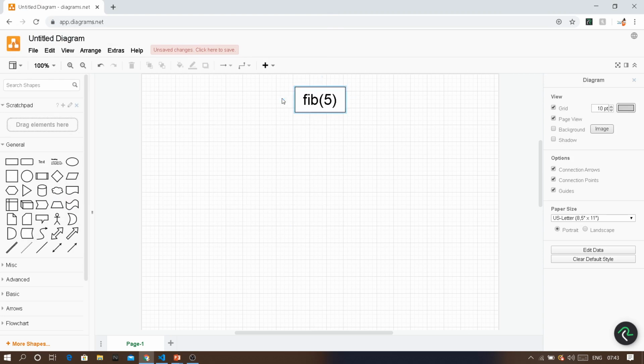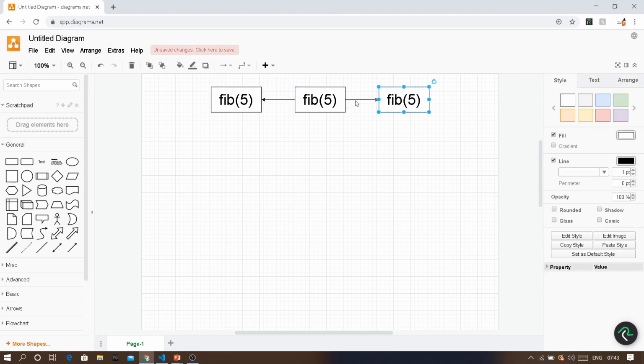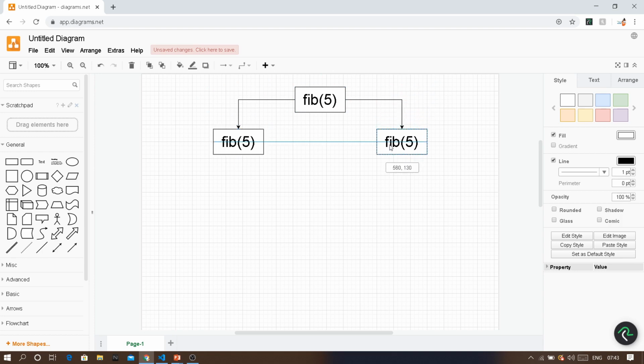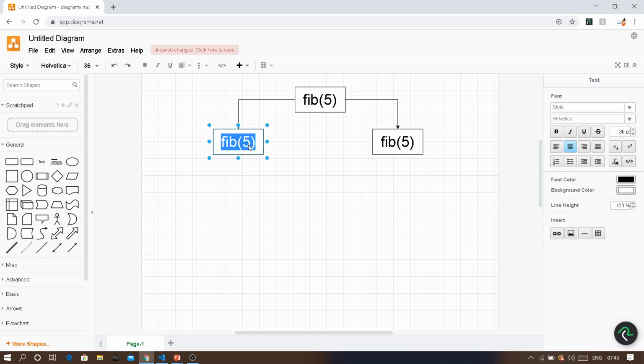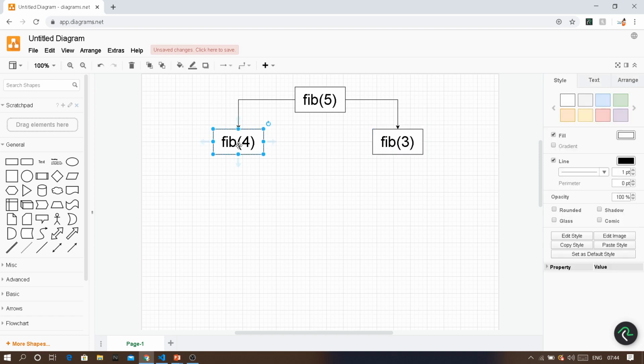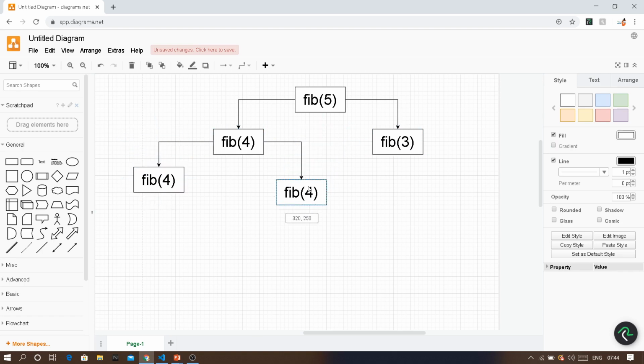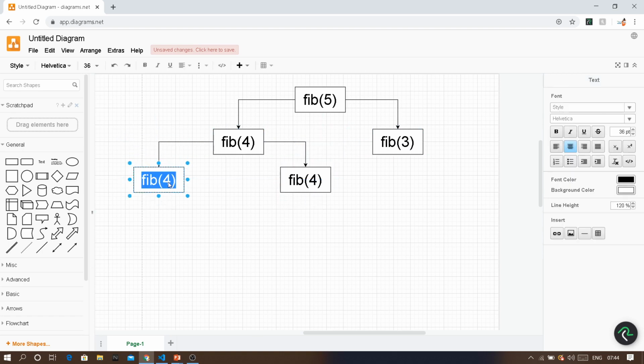If we want to find Fibonacci of 5, what do we need to do? We should be finding Fibonacci of 4. That is what the formula is, right? Fibonacci of n is equal to Fibonacci of n minus 1 plus Fibonacci of n minus 2. So we have to find Fibonacci of 4, which is n minus 1, and Fibonacci of 3. And then to find Fibonacci of 4, you should find Fibonacci of 3 and Fibonacci of 2, and add both to get Fibonacci of 4.